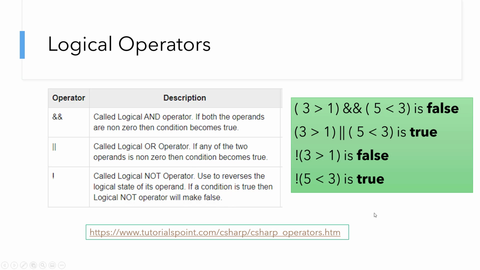You have to be a bit careful about this. So 3 is greater than 1, but 5 is not less than 3. So therefore that whole expression is false. Whereas if we say 3 greater than 1 or 5 less than 3, it would be true. 3 is greater than 1, but the not in front of it makes it false. 5 is not less than 3, but the not in front of it makes it true.